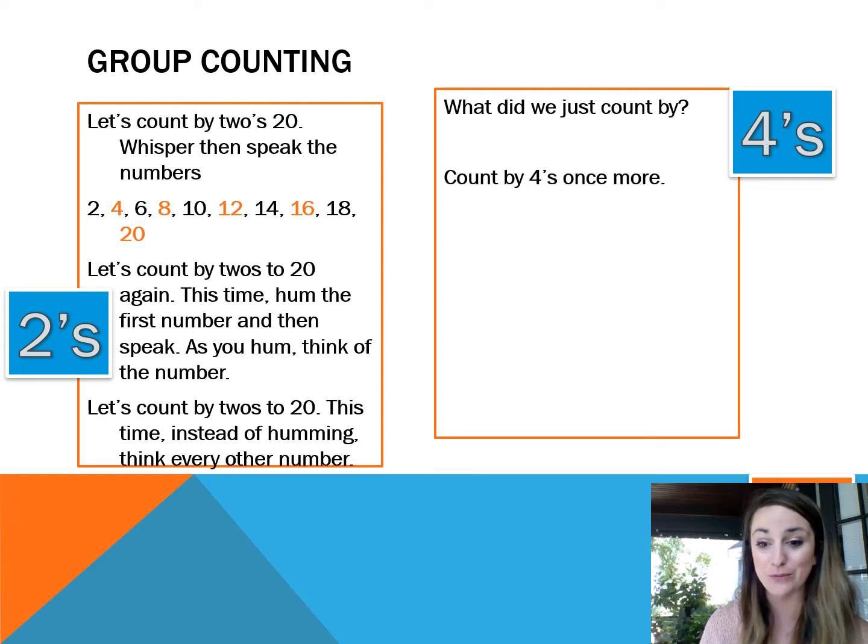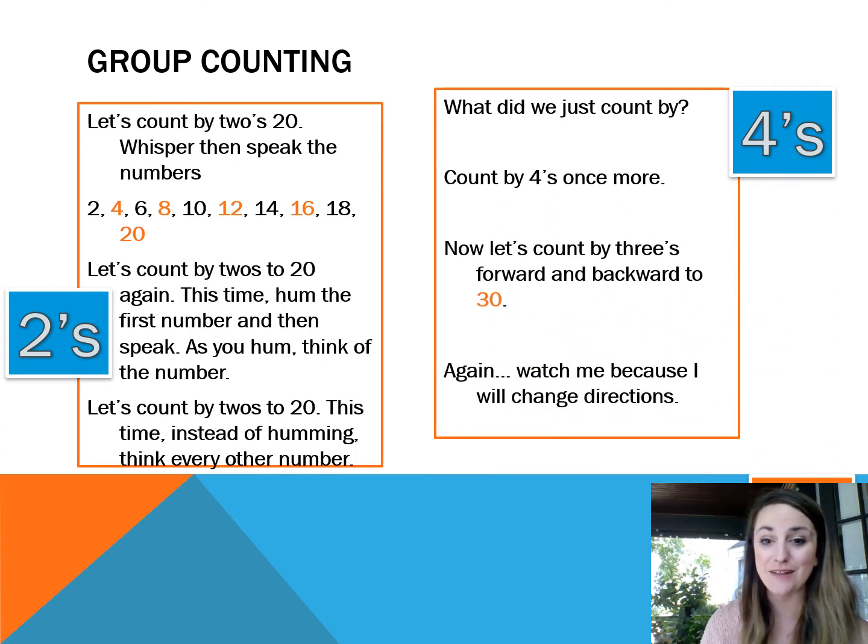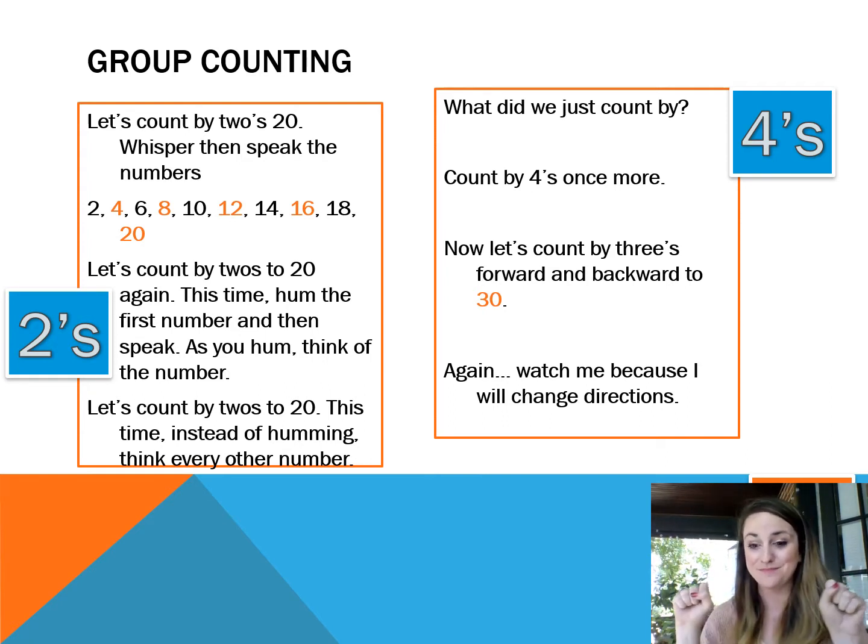Let's count by 4s one more time. 4, 8, 12, 16, 20. Now, let's count by 3s forward and backward to 30. This one will warm up with our fingers because we've had some extra practice with it.